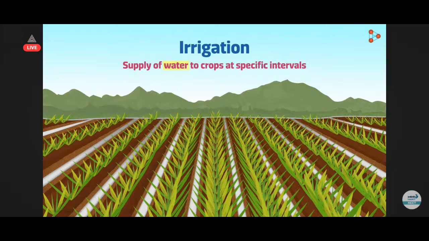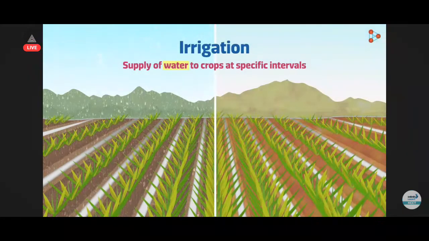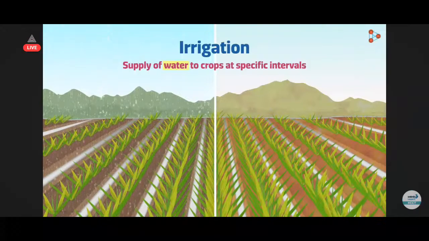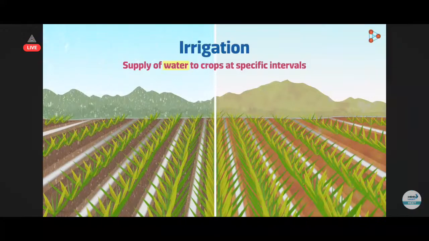Water acts as a shield against the extremities of nature like frost or hot currents. No doubt, water is of foremost importance to the crop. That is why we will study irrigation as a process of production.